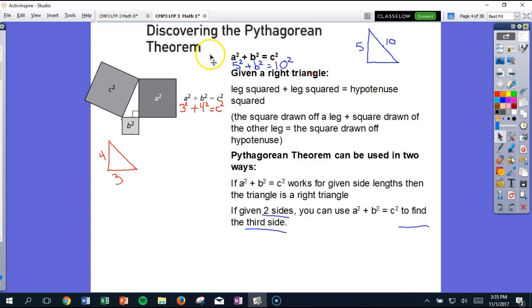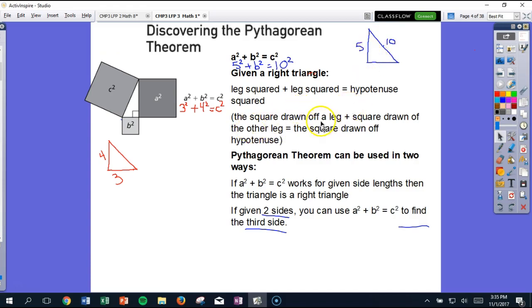Now, discovering the Pythagorean theorem. We kind of touched on this in 3.1, but let's expand on it here in 3.2. The theorem is a squared plus b squared equals c squared. Now, this is only if we're given a right triangle, okay? If it's not a right triangle, it will not work with the Pythagorean theorem. So what this means is leg squared, meaning this leg, plus leg squared, meaning this leg, equals hypotenuse squared, or this leg. Remember, the hypotenuse is the longest side, and it is also the side opposite the right angle.